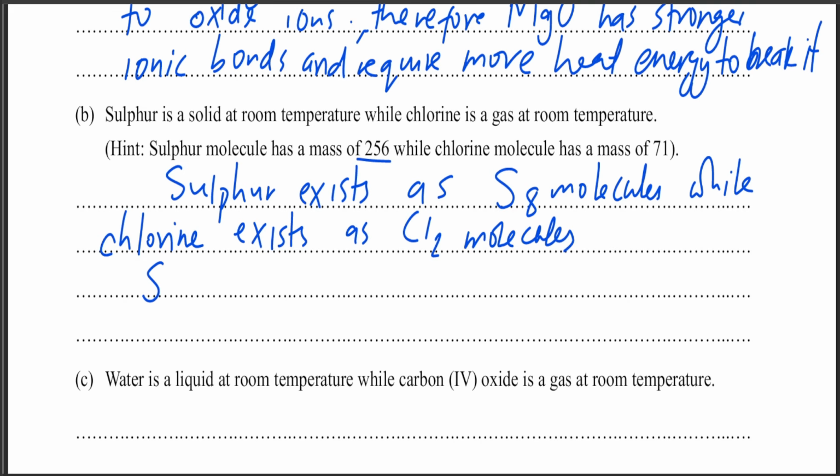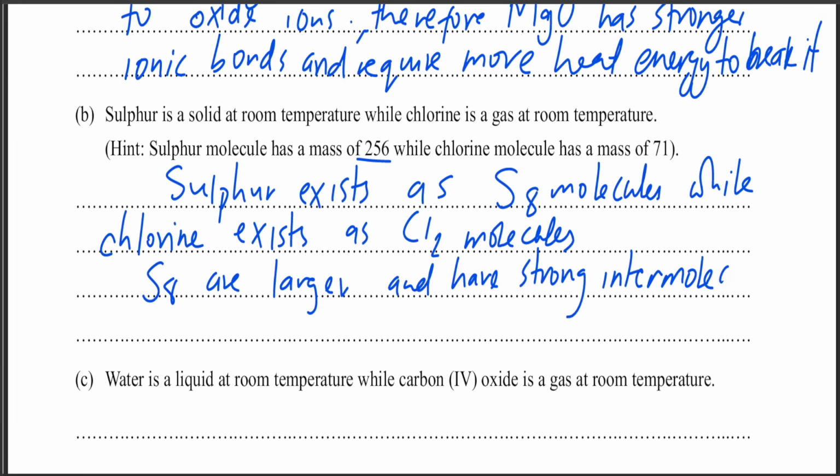So the S8 molecules are larger and have stronger intermolecular forces compared to chlorine, because chlorine is only diatomic. So with stronger intermolecular forces, more energy is needed to separate those bonds. So more energy is needed to separate sulfur molecules.